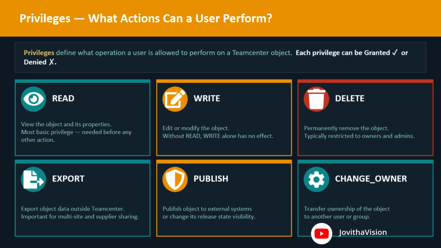Export. This allows the user to export object data outside Teamcenter. Very important for multi-site environments and supplier sharing. Publish. This allows publishing the object to external systems, or changing its release state visibility. Change owner. This allows transferring ownership of the object to another user or group. One golden rule to always remember: read always comes first. If read is denied, the user cannot even see the object, so all other privileges become irrelevant.